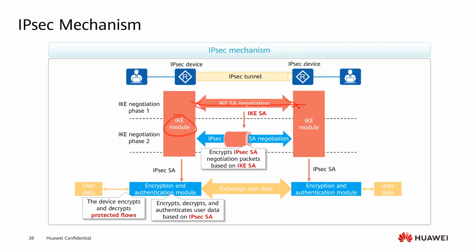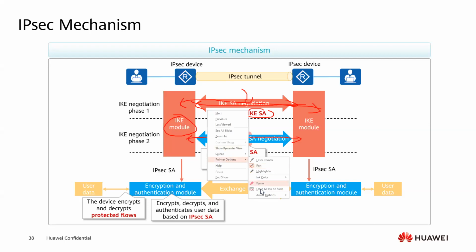The main usage for this IKE SA negotiation is exchanging the symmetric key. And after that, in IKE phase 2, the IPsec will use the SA information. There's a little bit of a problem with what I said. First, they will exchange the IKE SA.